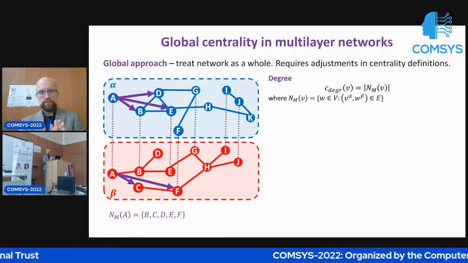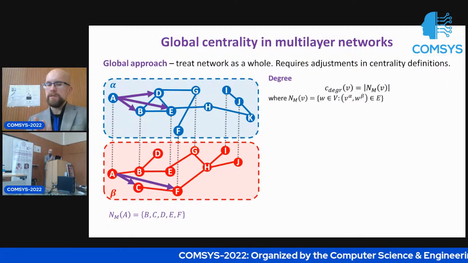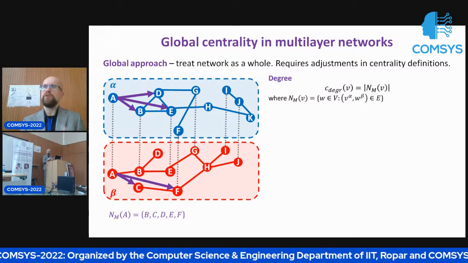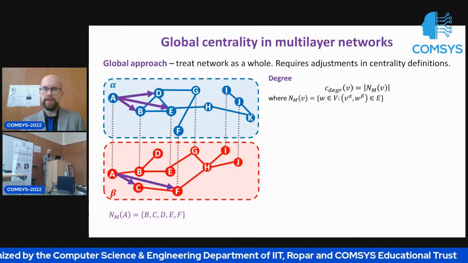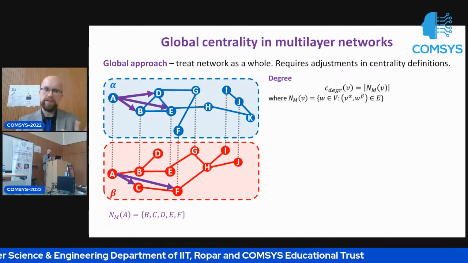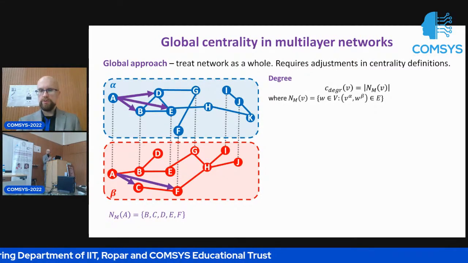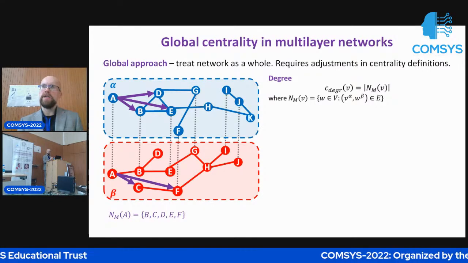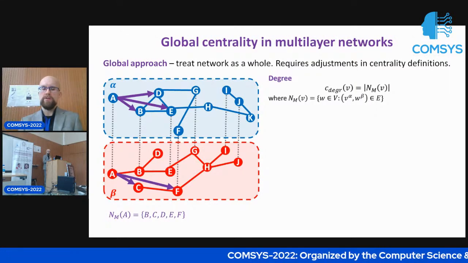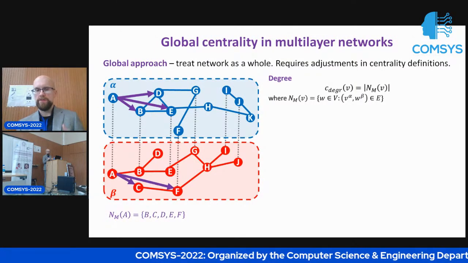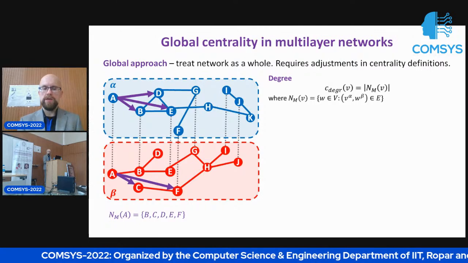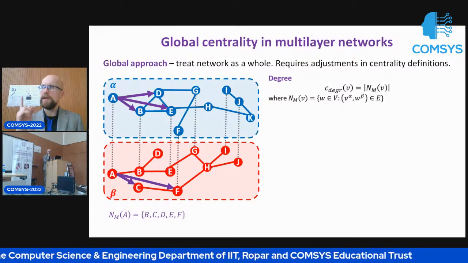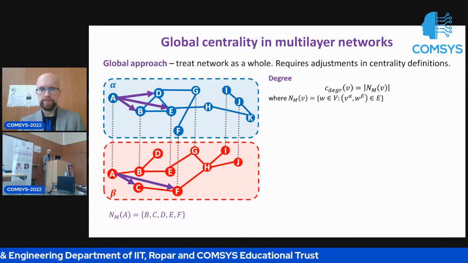First of all, when we take a look at degree centrality, we now ask: what are the nodes that I'm connected with in at least one layer? Of course, we could define it in a different way, but the definition that we used, and which I think is most popular, is that I look at all the nodes, and if I'm connected with at least one copy of a node, it counts as one for the purpose of degree centrality. For example, here we can see that A is connected with B in two different layers. However, we only count one such occurrence.